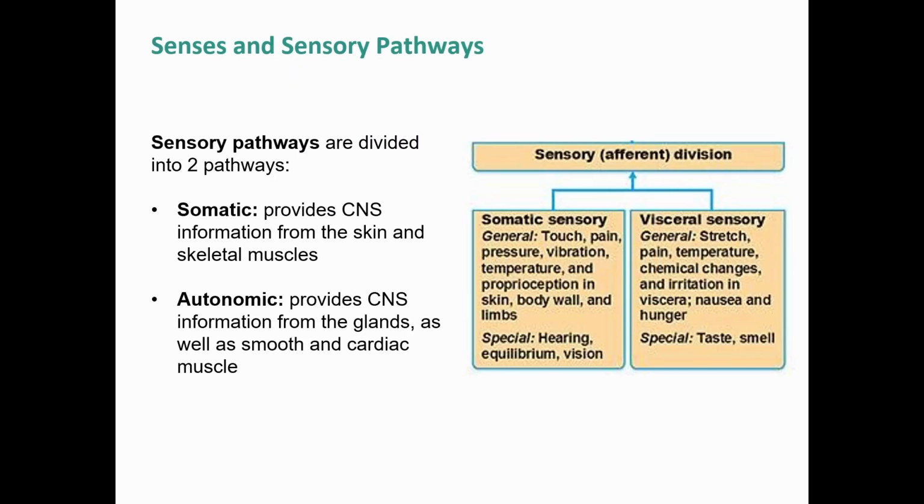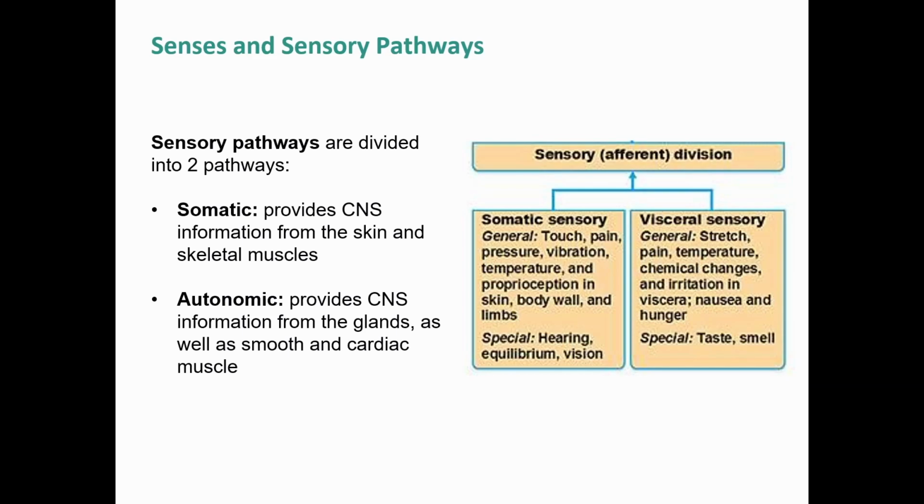Remember that the sensory pathways are divided into two sides, or two pathways, the somatic and the autonomic. The somatic side is going to provide the central nervous system with information from the skin and the skeletal muscles, which primarily means we're getting information about the external environment. Whereas the autonomic side is providing the central nervous system with information from glands, cardiac, and smooth muscle, which means the autonomic side is primarily bringing in information from the internal environment.